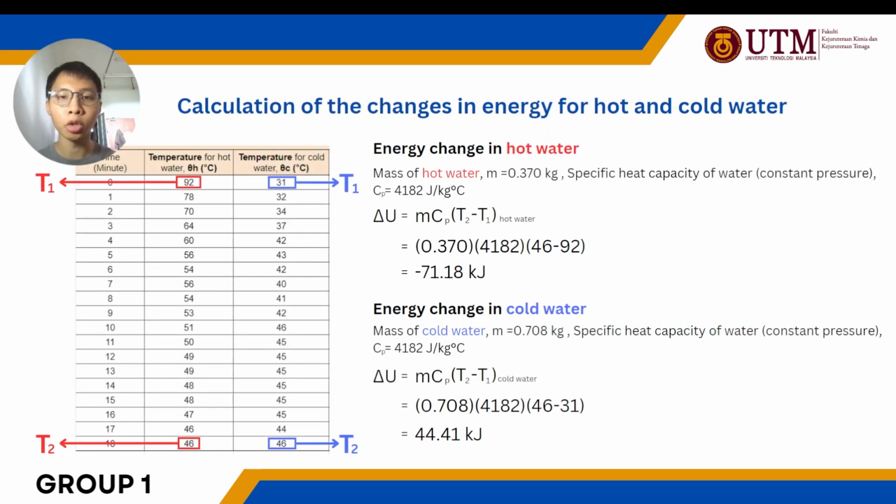We now apply the equation delta U equals mCp(T2 minus T1) to find both the energy change in hot and cold water. For hot water, we obtain a negative value of 71.18 kJ, while for cold water, we obtain a positive value of 44.41 kJ. You may pause the video to look through the calculation.